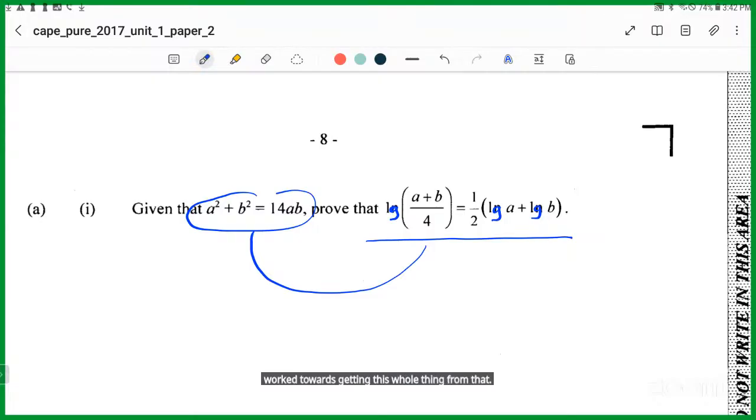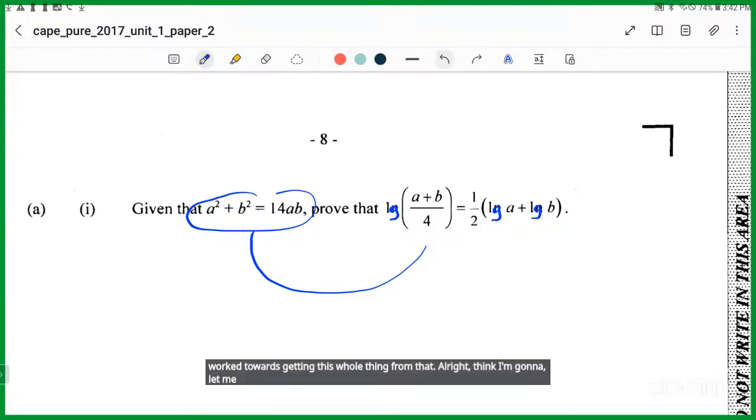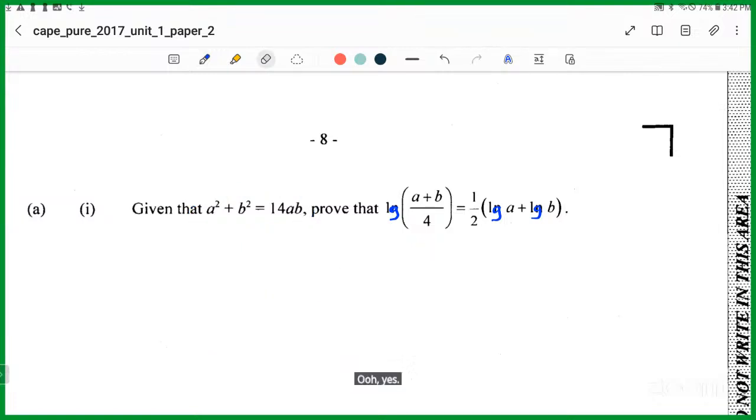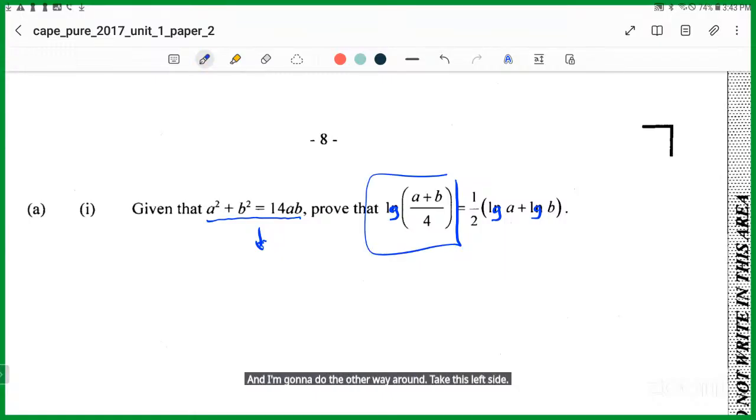Alright, let me see if I can do it in two ways for you. That's one of the things with logs questions: usually they can be done in multiple ways. Let me work it as if I'm starting here, split this up, and work towards that. Then I'm going to do the other way, where I take this left side and work towards getting that right side.